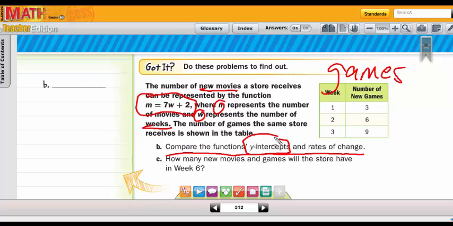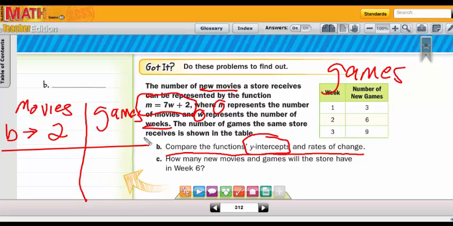So let's go to the y-intercepts first. So for movies, let's make a table here. For movies, the y-intercept, we're going to call that b, is positive 2. We're going to draw an arrow here so it doesn't look like we have a negative 2. b is 2. And now for games, we'll put that over here. So for games, we have a b.